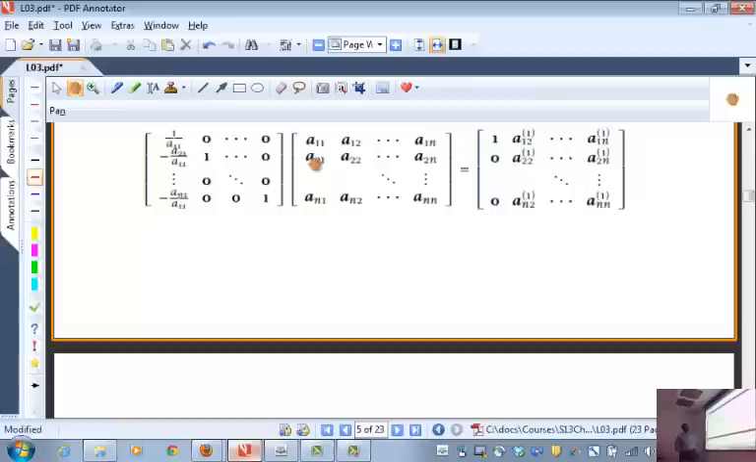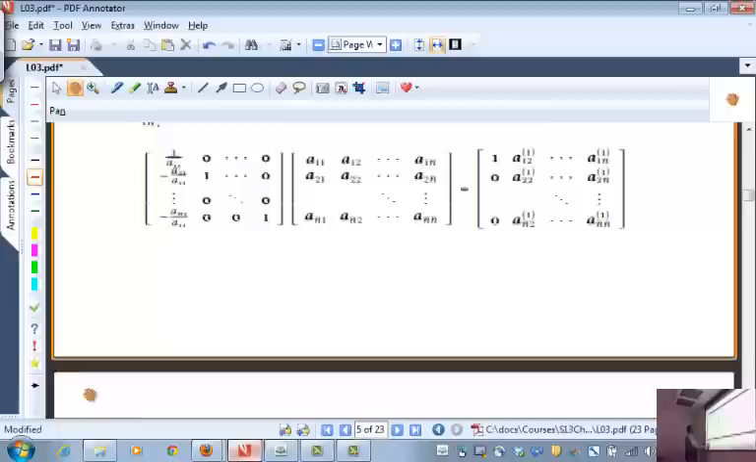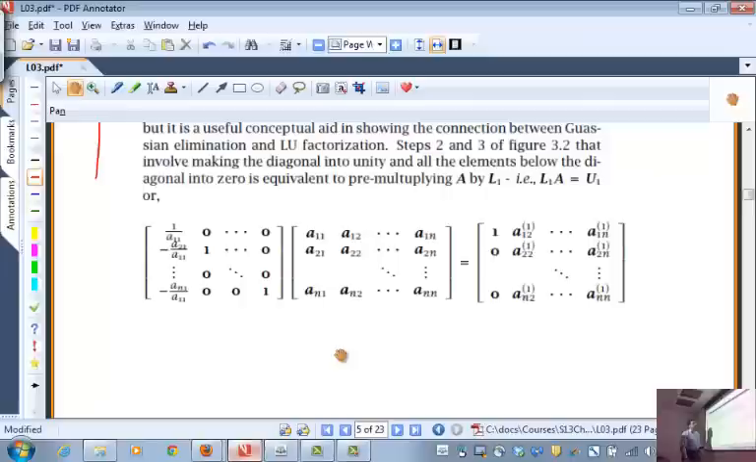Now, you can get the idea. I'm going to define that matrix as U1. L1 times A is equal to U1. And U1 is not yet a fully upper triangular matrix, but it has the first column from which X1 has been eliminated.